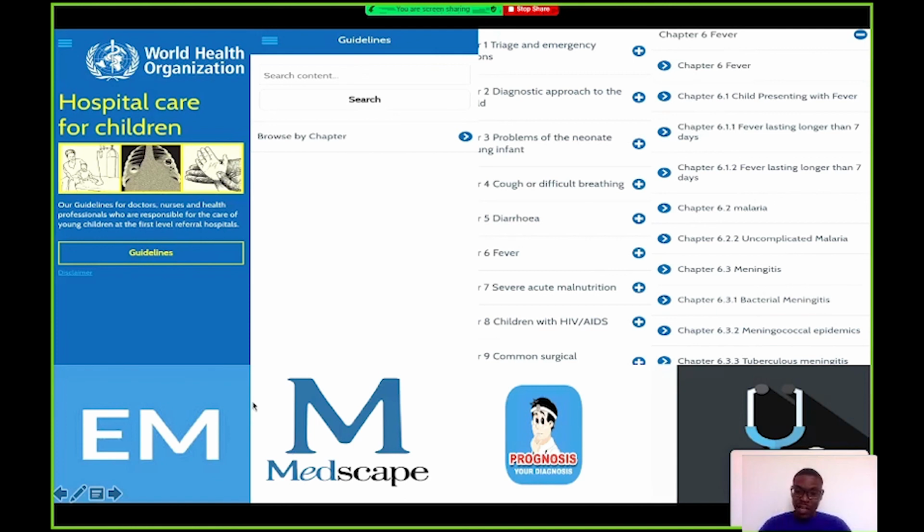Other apps that you can download would include Explain Medicine. It's also a very good app. You can download Medscape, which is very good. You can download Prognosis and all these other apps. There are a lot of very good apps that can help you during your ward round, so that you provide your patients with the best quality of care, and your patients would always go home very satisfied.